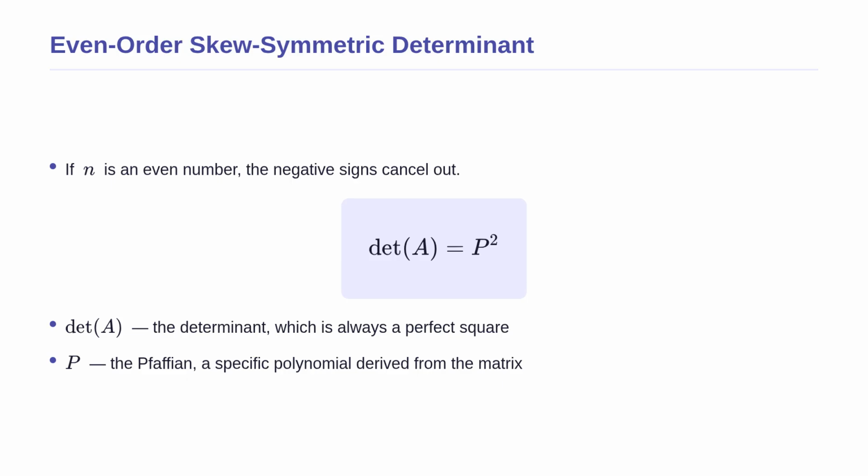This proven rule leads us to an important question. What happens when the matrix has an even number of rows and columns? If n is an even number, the negative signs we pulled out earlier completely cancel each other out. In this case, the determinant does not flatten to 0. Instead, it turns out to always be a perfect square of a polynomial, known as the Pfaffian. Physically, this means an even-order skew-symmetric matrix scales space by a squared factor. As the matrix elements increase, the overall volume scales up in perfect squares, maintaining a positive geometric volume.